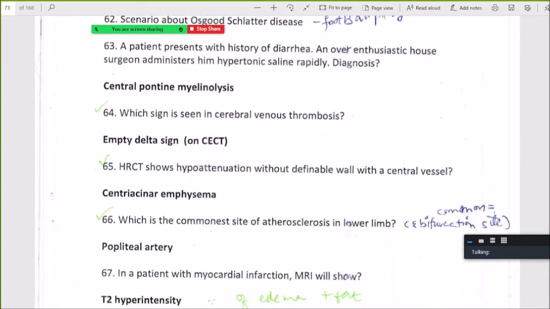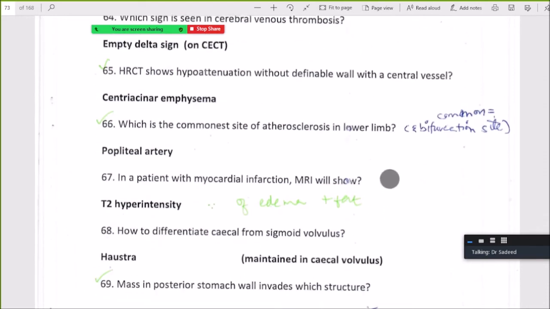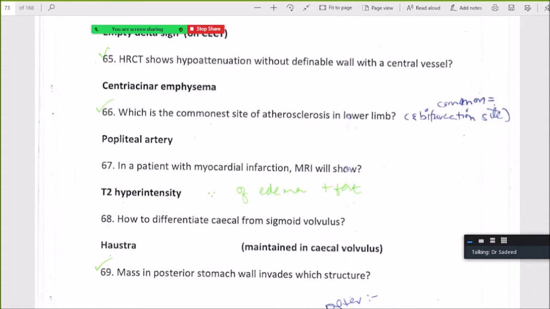64. Which sign is seen in cerebral venous thrombosis? Empty delta sign on CT. 65. Hypertrophy without definable wall with a central vessel, central acinar emphysema. 66. Which is the commonest site of atherosclerosis in the lower limb? Popliteal artery. Common at bifurcation of the popliteal artery.